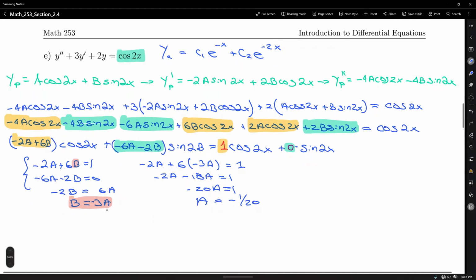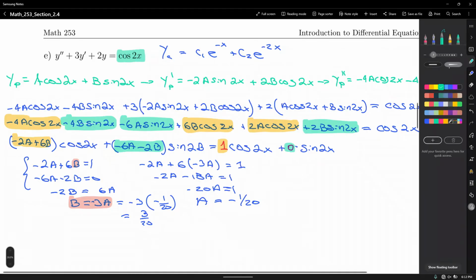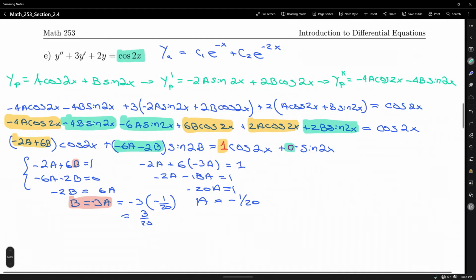With this, we can get the constant b: negative 3 times negative 1 over 20, which is positive 3 over 20. All right? So here we go. Now we may go ahead and write the generic form of the solution. So 3 over 20, 1 over 20. In this case, let me go back to y sub p.